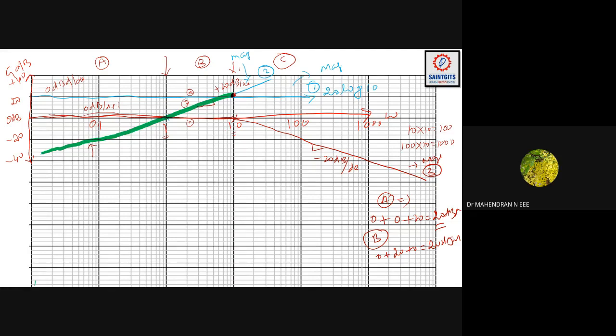Am I right? Then consider the third portion C. Here this is portion A, this is portion B, and this is portion C. Portion A is 20 dB per decade, portion B is 0 dB per decade, and portion C is minus 20 dB per decade. So what will be the total change in slope? It will be 0 dB per decade.